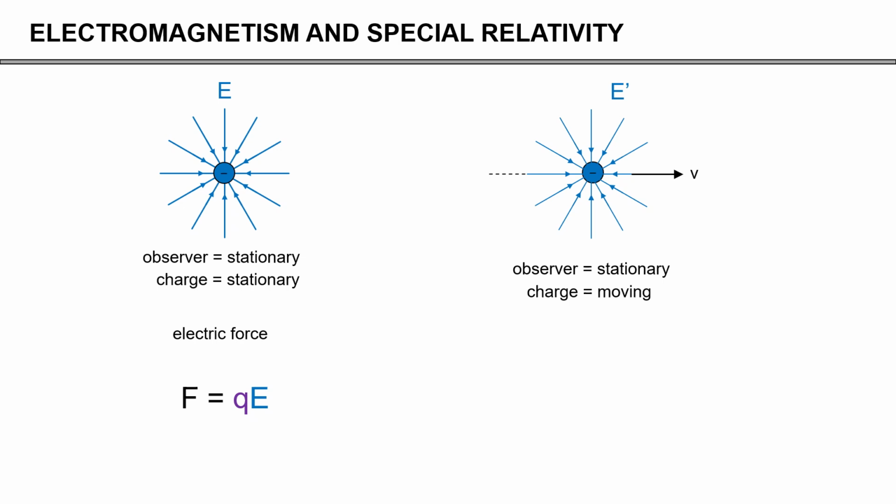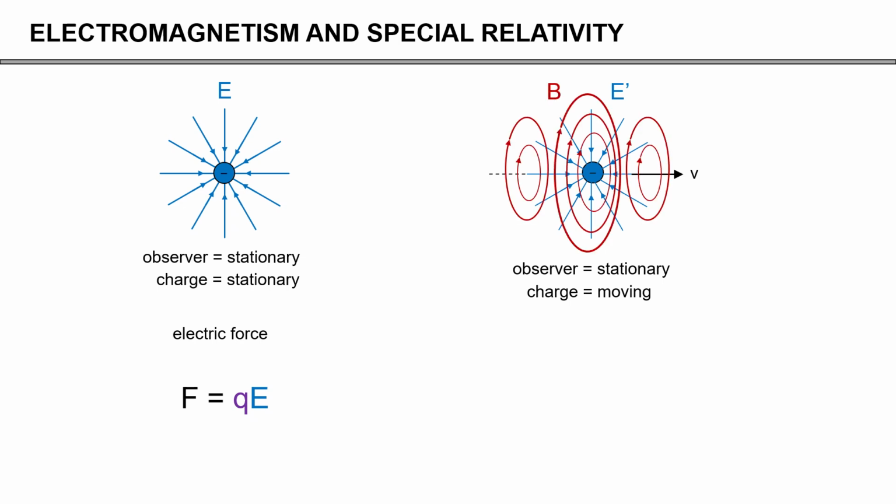What you will see is a slightly modified electric field, and this has to do with special relativity. If you're in a different reference frame, the electron is going to appear different, so the electric field is going to appear different. At the same time, you're also going to observe a magnetic field surrounding that electron. The difference between E prime and E is basically compensated by the addition of a magnetic field.